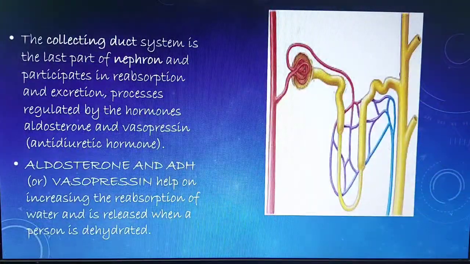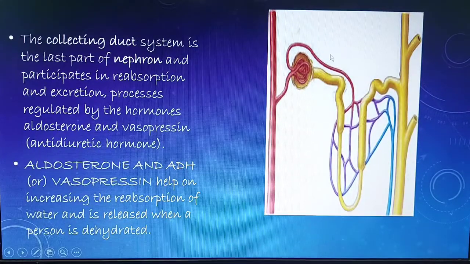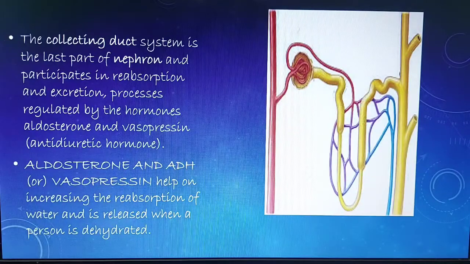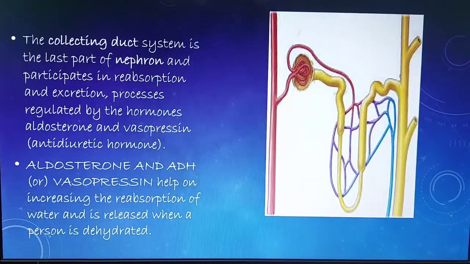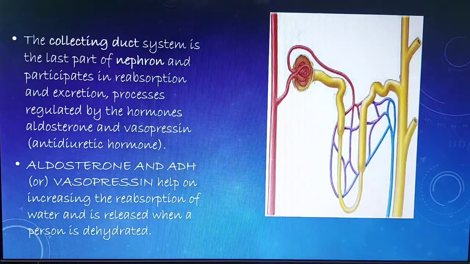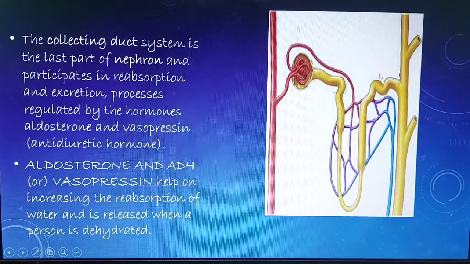Now let us see about the collecting duct. This is the collecting duct. The collecting duct system is the last part of a nephron and participates in reabsorption and excretion processes regulated by the hormones aldosterone and vasopressin. Both of these are antidiuretic hormones and these help in increasing the reabsorption of water and are released when a person is dehydrated so that the maximum amount of water is reabsorbed. The collecting duct receives the excretion from many other nephrons.